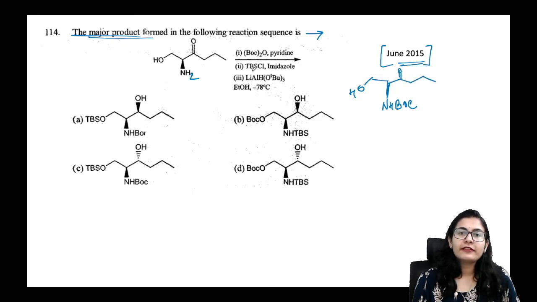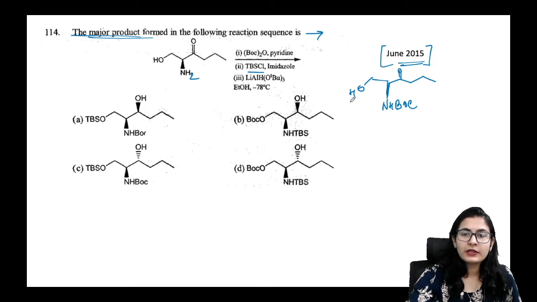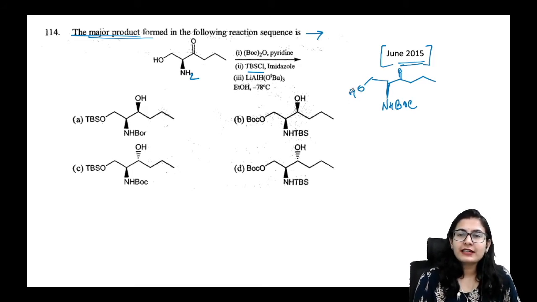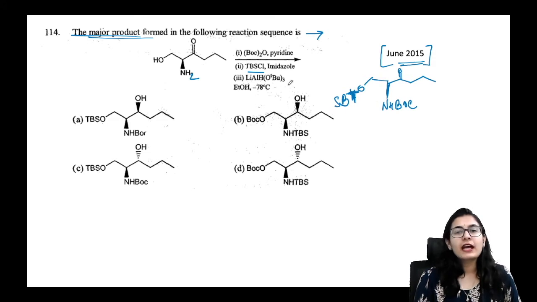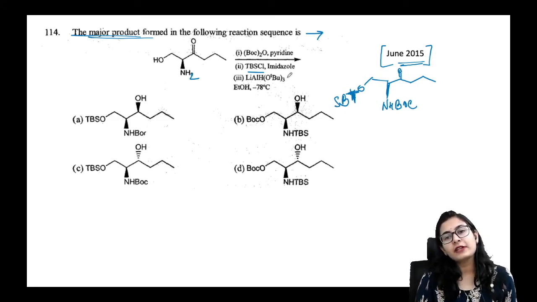Then you have TBSCl, imidazole. So even the oxygen is going to be protected over here, right? I'm just directly writing, guys. You have realized the oxygen will be protected. You directly write over here without wasting any time. OTBS, like this. Now the third step is at minus 78 degrees centigrade, there is a hydride donor.